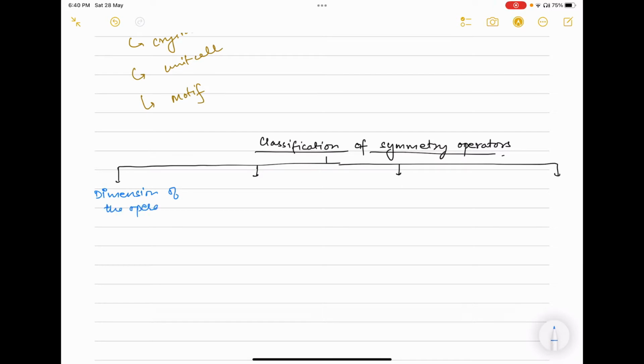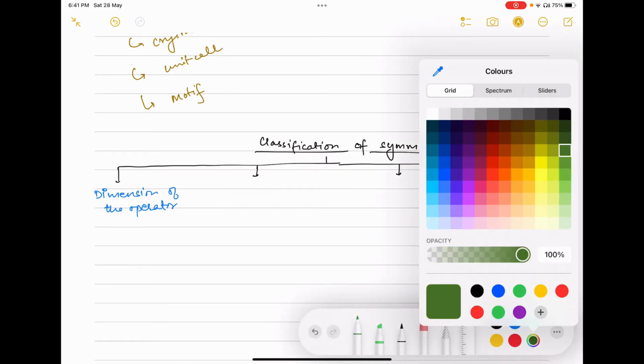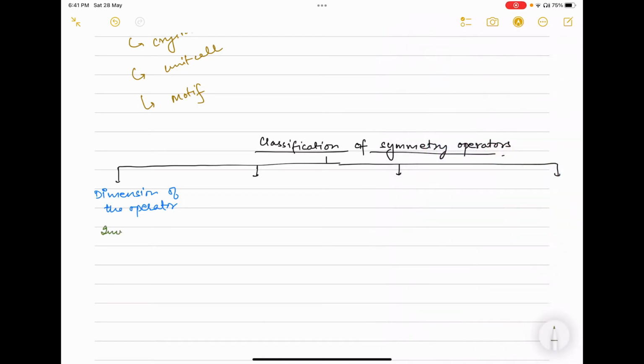So for example, we can have inversion, that is a point, so it is a 0D operator. Then we can have rotation, that is about an axis, so it is 1D. Then we can have reflection or mirror, that is about a plane, so it is 2D. So this way they are classified on the basis of dimension.